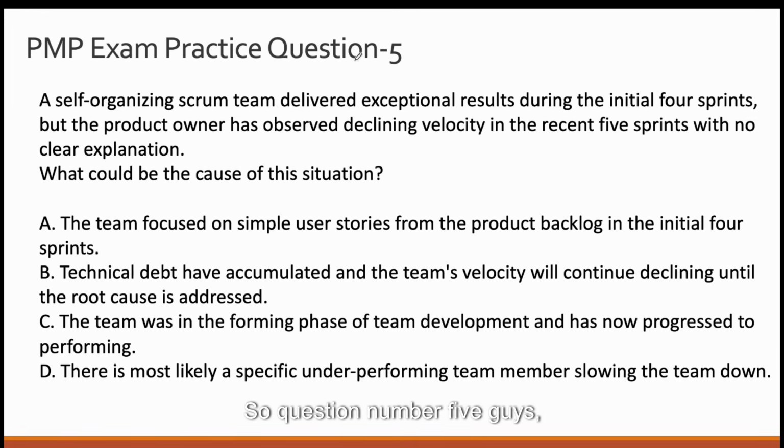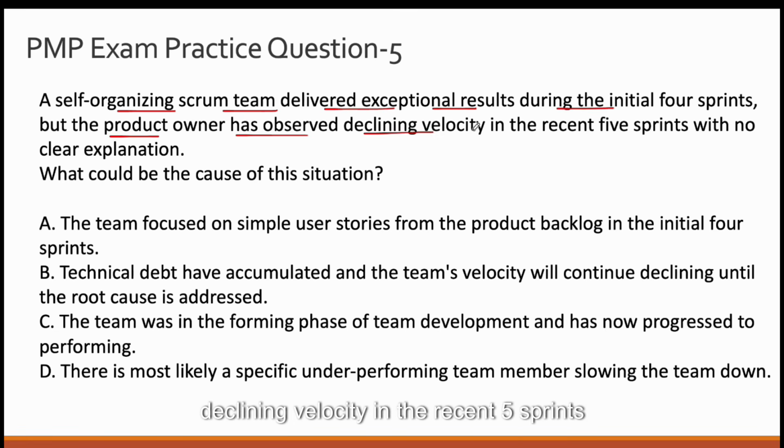Right, so question number 5, guys. Read the question and try to solve it before we take this together. You can pause the video here if you wish to. Okay, so let's get started. A self-organizing Scrum team delivered exceptional results during the initial 4 sprints, but the product owner has observed declining velocity in the recent 5 sprints with no clear explanation. What could be the cause of this situation?